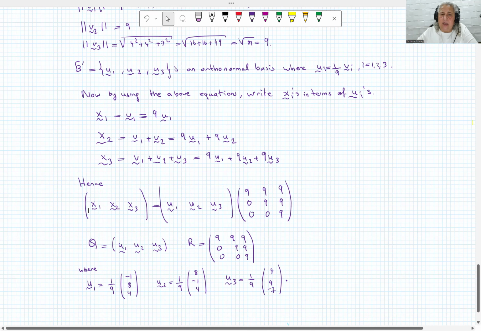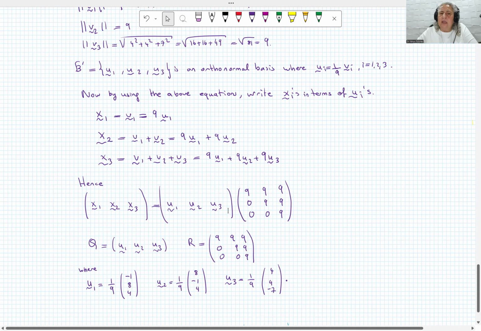Okay, so this is x1, x2, x3 is equal to. This row with this column as matrix multiplication gives me 9u1, which is the first equation. Now this row with this column gives me 9u1 plus 9u2, which is the second equation. The last equation is this row with this column, 9u1 plus 9u2 plus 9u3, which is this equation.